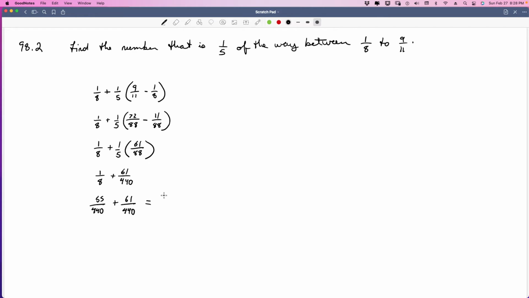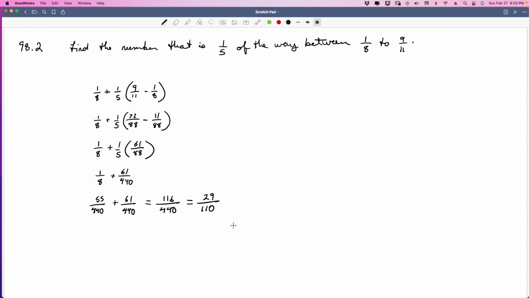So that gives us a value of 116 over 440. And when we reduce this fraction, we divide the top and the bottom, we find that we can divide it by 4. We get 29 over 110. And that is 1/5 of the way between 1/8 and 9 over 11. We just had to keep dividing until we found a fraction that would fit. And this is how we got there.